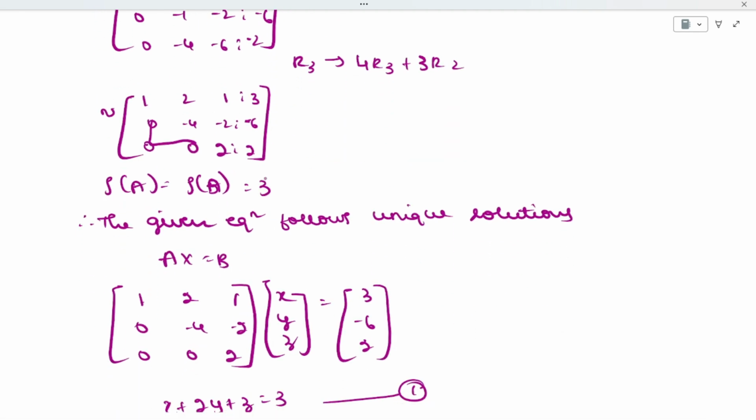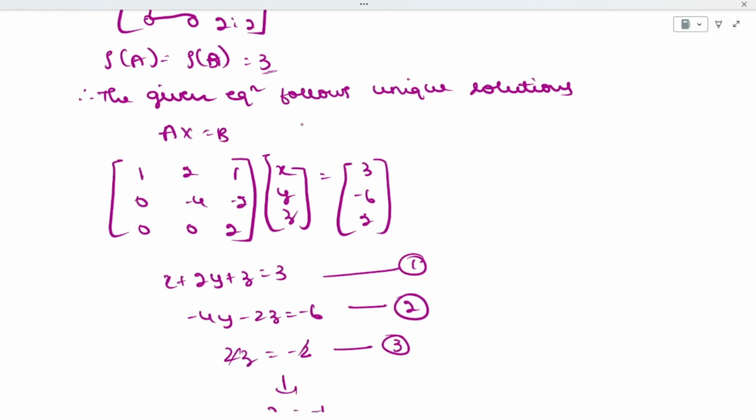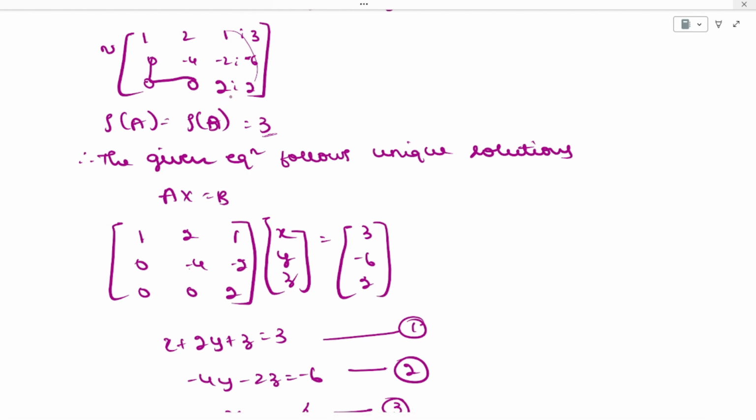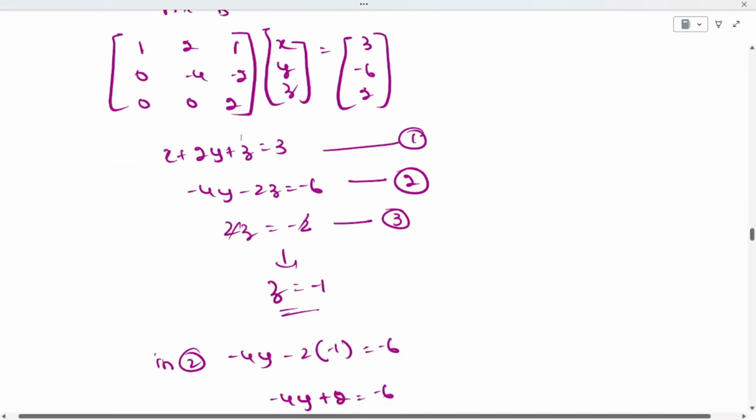That is, rank of A is equal to rank of B is equal to 3. That means, see here, 1, 2, 3 is there, so you'll write it as 3. That means the number of non-zero rows is the rank. Now the equation will be the same equation which you have got here. That you will write here. And the values which you have got, you will write 3, minus 6 and 2 here. Now again, what you will do: x plus 2y plus z is equal to 3. Minus 4y minus 2z will be equal to minus 6. 2z will be equal to 2.